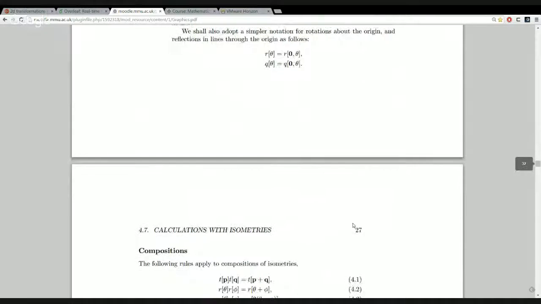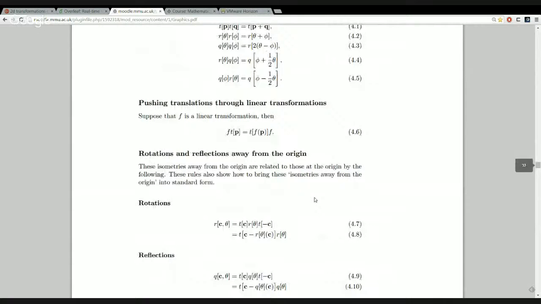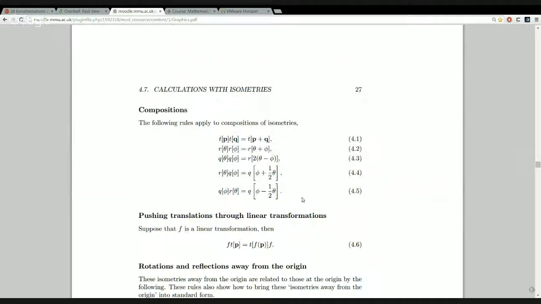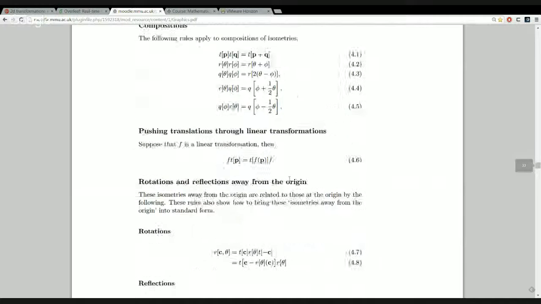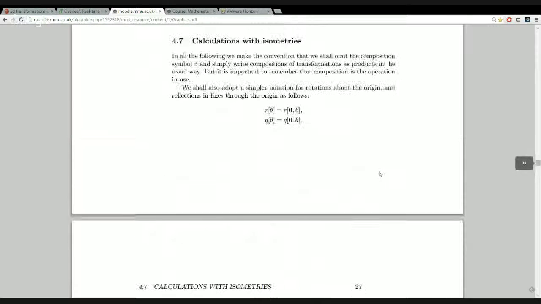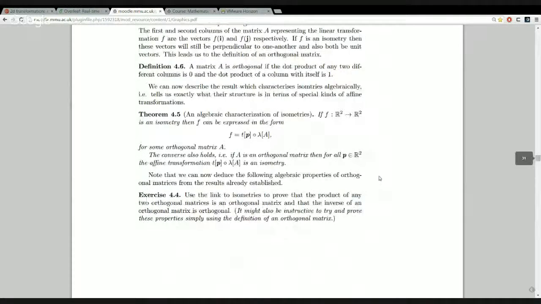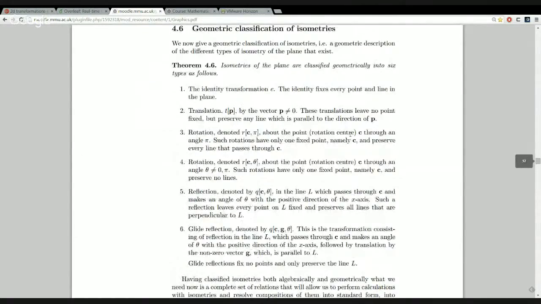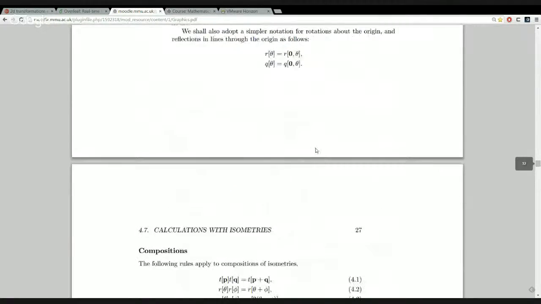And then to work with those in calculations, we need a bunch of properties about how to compose and how to express the transformations in certain ways. So there's a bunch of equations here. In general, remember that the standard form for an isometry is going to be this kind of form. You represent it as a linear part, so lambda_A is a linear transformation represented by the matrix A. You do that operation first, and then afterwards you apply a certain translation. That's the standard form, translation after linear operation.